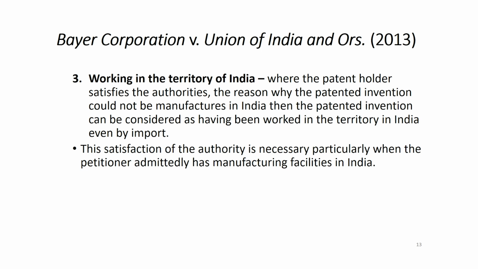The satisfaction of the authority is particularly necessary when it is proved that the patent holder has a manufacturing facility in India. If you have a manufacturing facility, then why are you not manufacturing it in India? Why are you importing the product from outside India? That's an important question on the basis of which compulsory license will be issued.